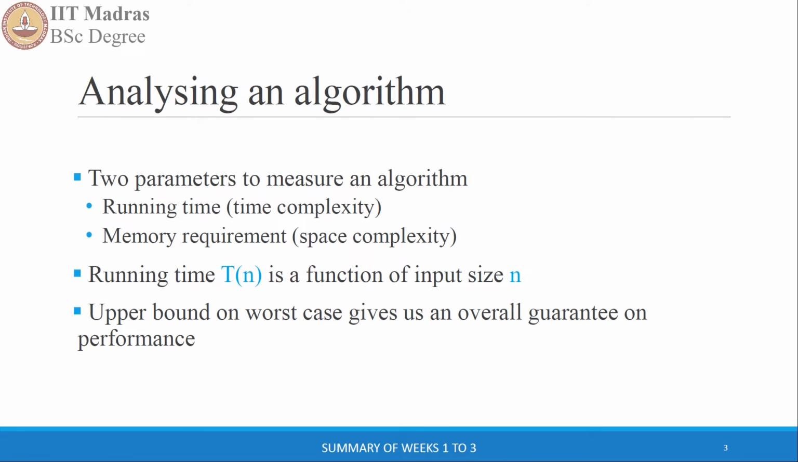Running time of an algorithm is always calculated in terms of a function T of n, where n is input size. The next point says upper bound on worst case gives us an overall guarantee on performance. This upper bound on worst case is very important because it gives us the guarantee that no matter what, the algorithm will not take more than X amount of time. Let's explore this upper bound on worst case in detail using asymptotic notations.